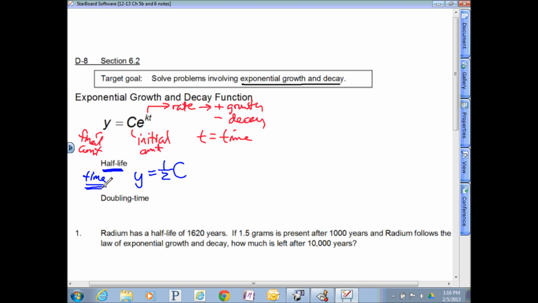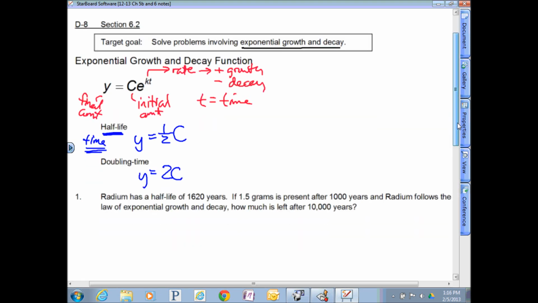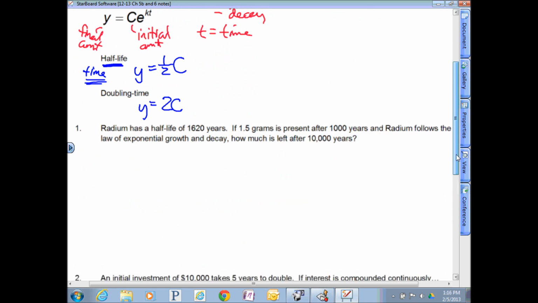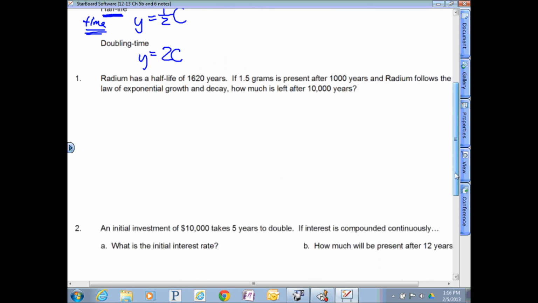Doubling time: how long is it going to take my original amount to turn into twice what it started as? So there's your background. Hopefully that's a nice review for you. So let's go down and take a look at this. Probably going to want some calculator kind of stuff involved here.